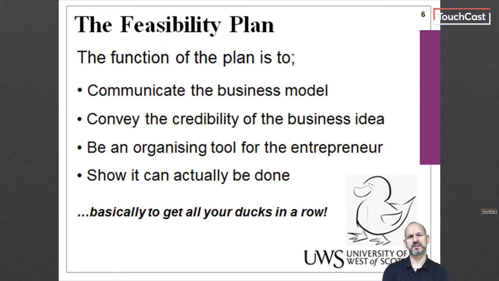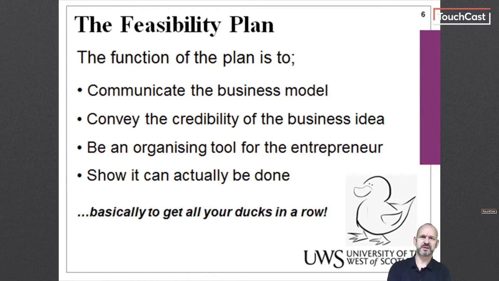The feasibility plan contains far less detail than a traditional business plan, and the functions of the plan itself are to communicate the business model, to convey the credibility of the business idea, to be an organising tool for the entrepreneur, and also to show that it can actually be done. And the actual process of business planning is as follows. Firstly, we need to set preliminary goals. Here we need to determine who our audience is, what they want to know, and how they will use the information that we're giving them.